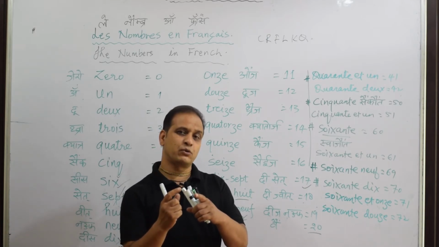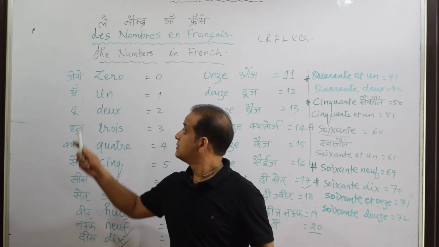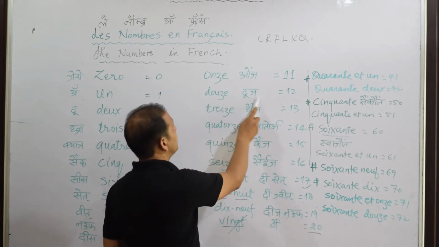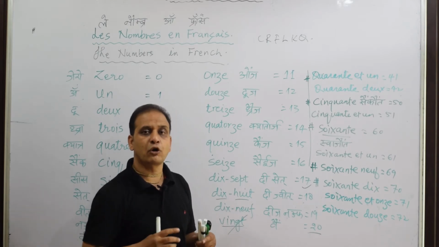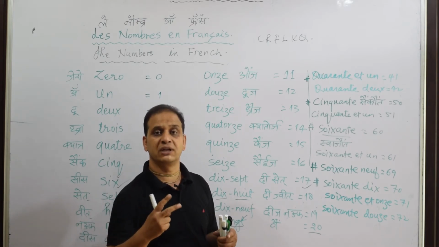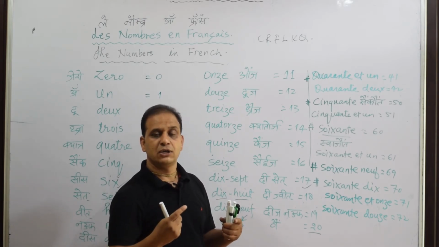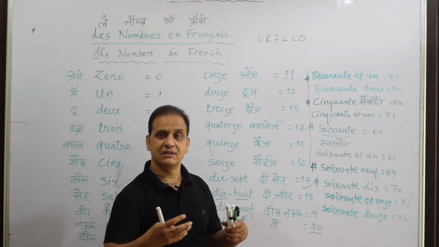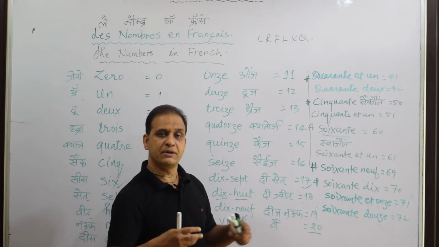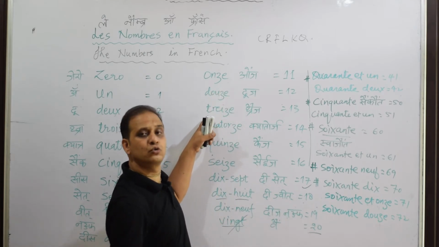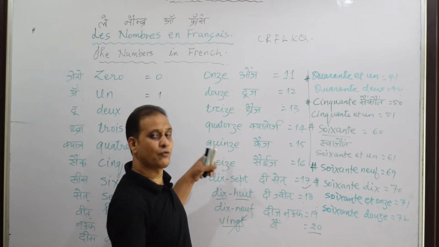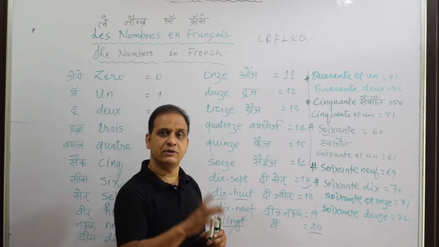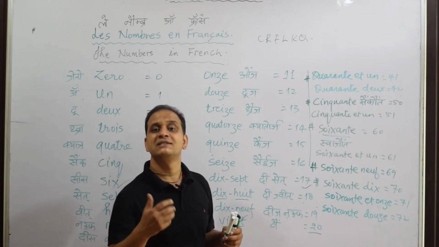Mind the difference between do and dur. Do is 2, but dur is 12. So I am not talking about do, I am talking about dur. 72 is 60 plus 12. 73 is 60 plus 13. So you will keep on adding 11, 12, 13 like that. So far we were adding 1, 2, 3. Here it is different.